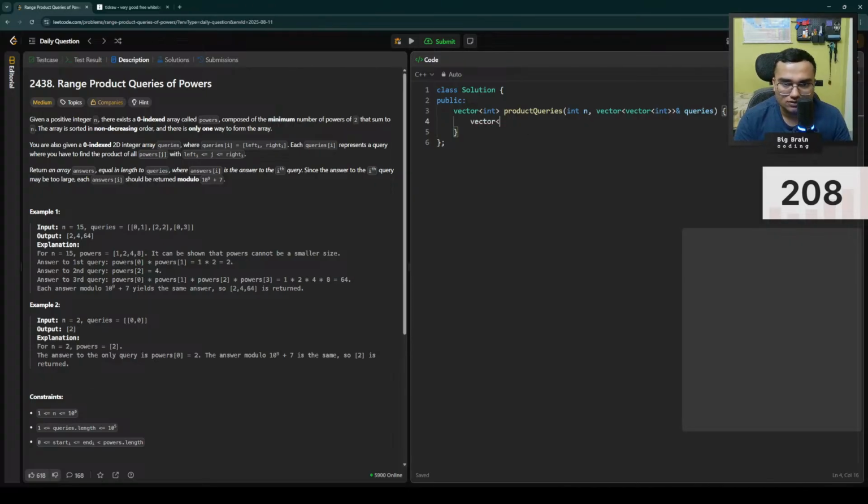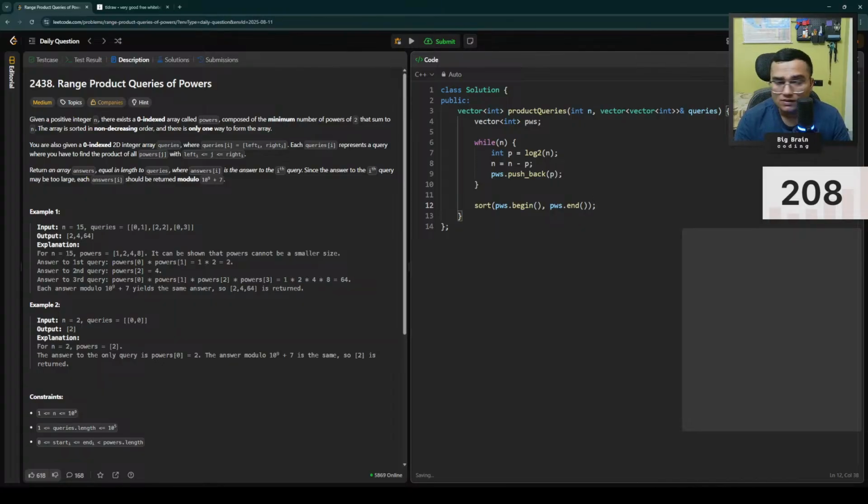So vector of int powers, let's call it pws. This will be any size, while n, int p equals log2 of n, correct? n equals n minus 2^p, pws.push_back(p), sort(pws.begin(), pws.end()), right? Makes sense.